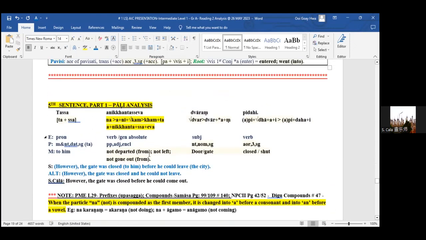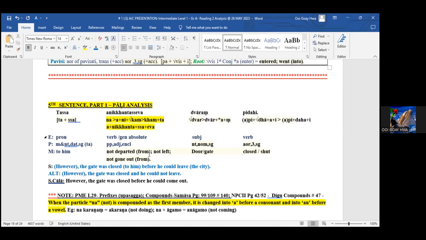Okay, this one nikata tasa is a genitive as well, so it's a very important point, right? So it denotes the time. Okay, the time, not before he departed. So the door was closed. The door was shut. So if you understand that this is a genitive absolute, then you understand it's talking about the time.